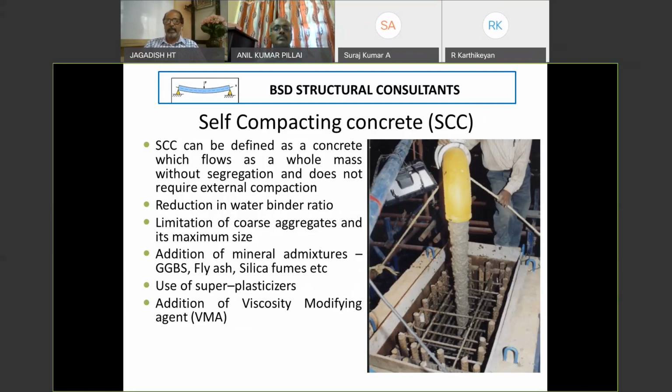SCC can be defined as a concrete which flows as a whole mass without segregation. You can see the SCC, the concrete falling from the pipeline. A normal concrete, when it falls from the pipeline, will be like a liquid kind of thing falling down.